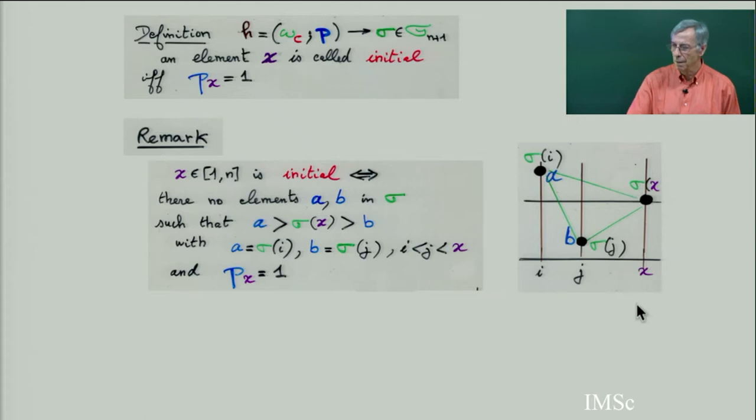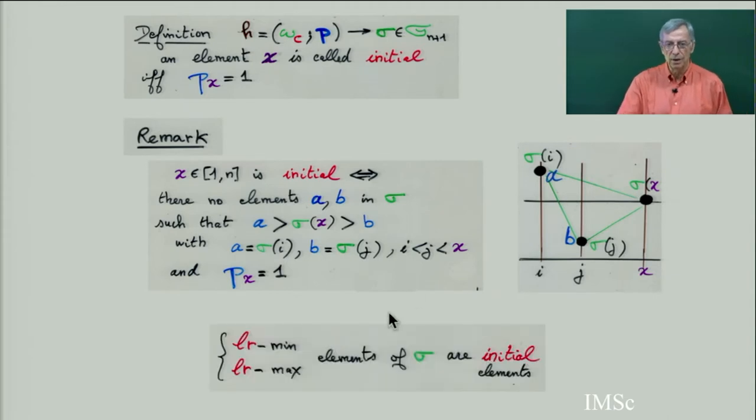This is summarized in this picture. See, this is supposed to be an initial element, and you cannot find two elements a and b in this position. They are not necessarily consecutive, as in the other diagram we have seen, but you have a, b, and x is between a and b. And so the left to right minimum elements are also initial elements. So it contains both the left to right minimum and left to right maximum elements of the permutation. But if you take the union of left to right minimum and left to right maximum, it will be strictly included. It will not give all the initial elements.